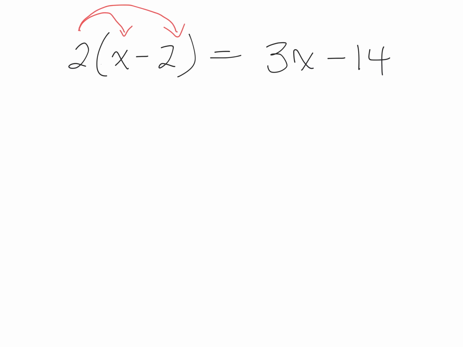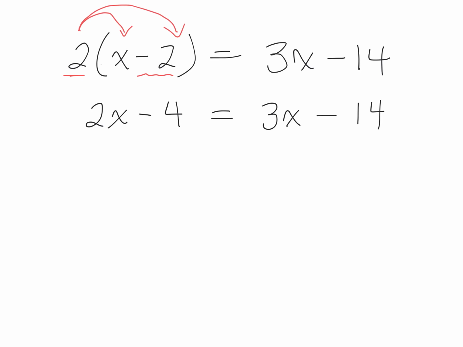You're expanding the bracket. So the first term, Michaela, 2 times x. Then what? What am I multiplying? 2 times what? Good. -2. 2 times -2 is -4. Good. And on the right side, can I do anything with that? Can I do 3x take away 14? No. So we just leave it. Okay, so the first step is always to get rid of your brackets by expanding them.